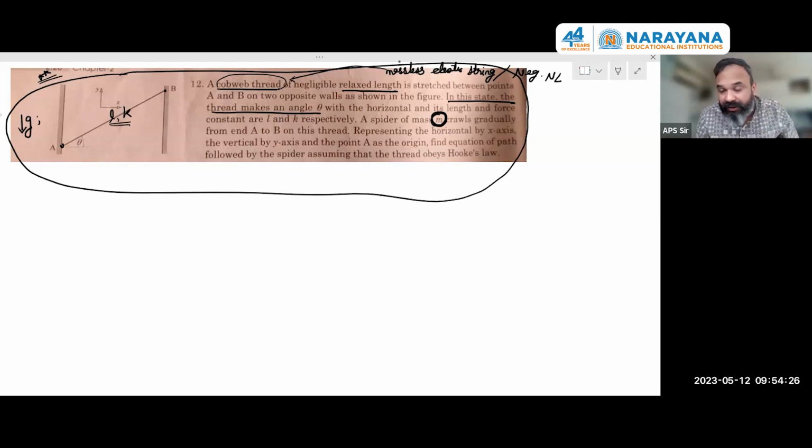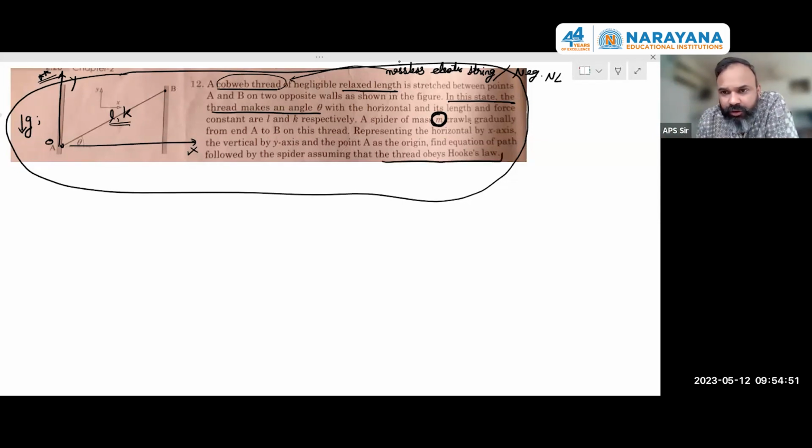So that is the interesting thing. The shape is going to change when he crawls from A to B. Now representing your X and Y like this, and this is your origin. So if this is my X axis, this is my Y axis. The question setter is saying that when he crawls, what will be the equation of the path followed by the spider? Very interesting.